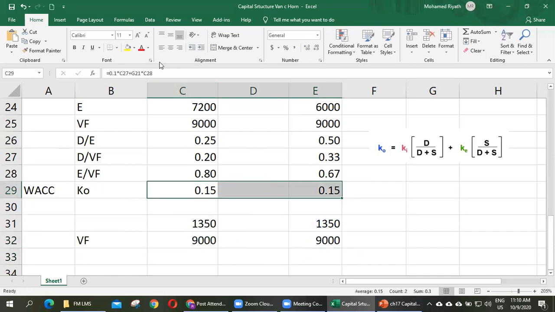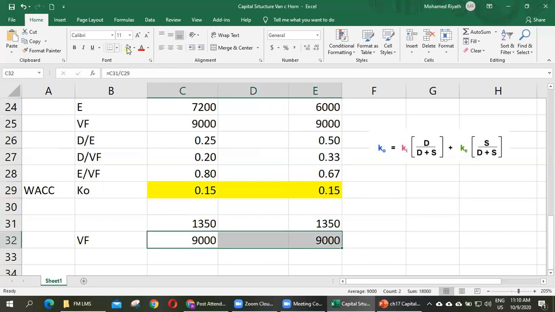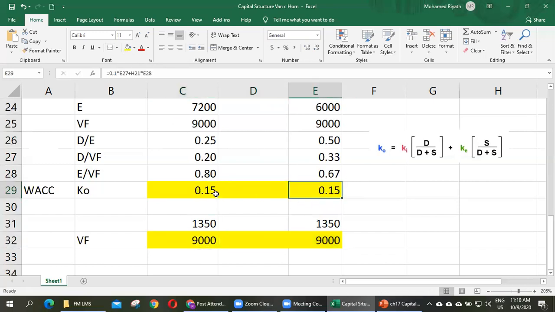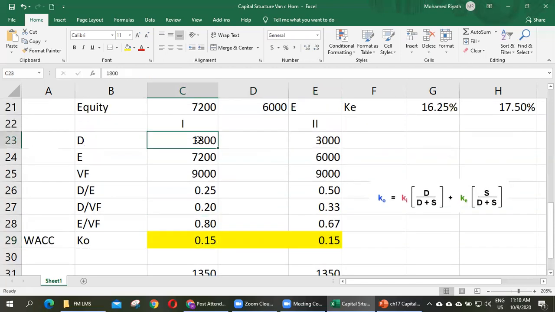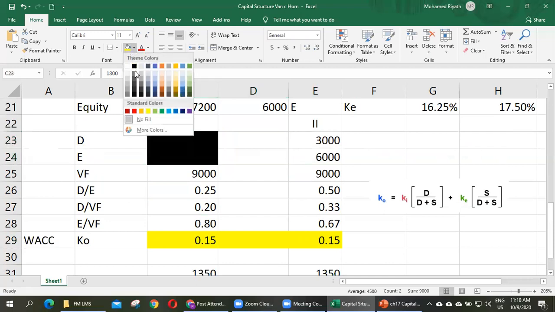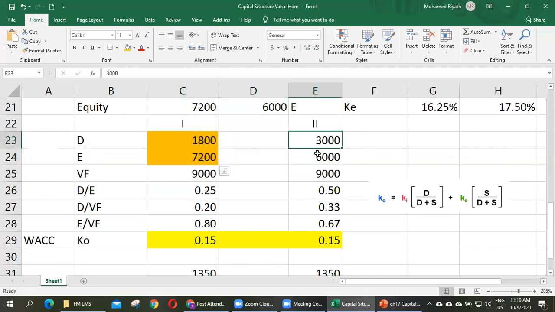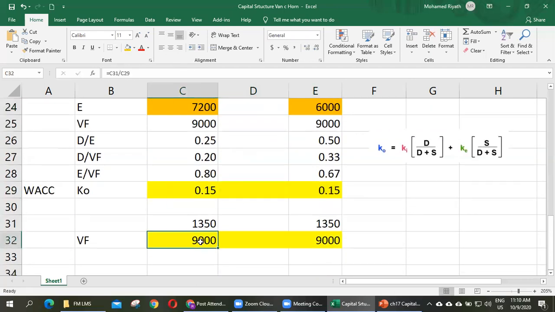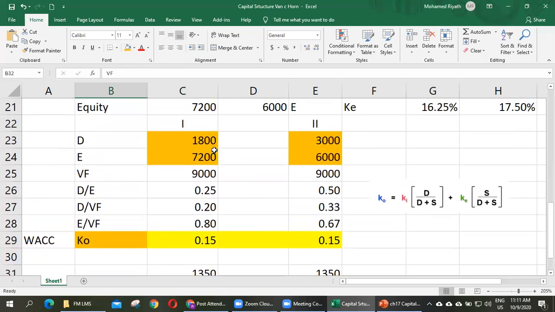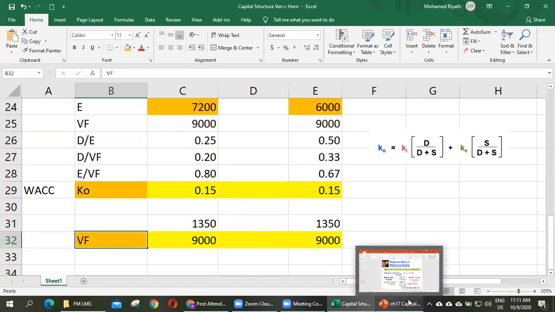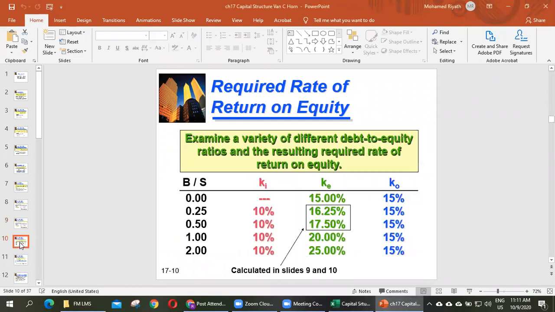So it remains unchanged, because overall cost of capital remains unchanged. But the change we can observe here: earlier the capital structure was like this, now the capital structure is like this, but the change in capital structure has no impact on the value of the firm or overall cost of capital, right? So this theory states that changes in capital structure will have no impact on the value of the firm. This is the conclusion of the net operating income theory.